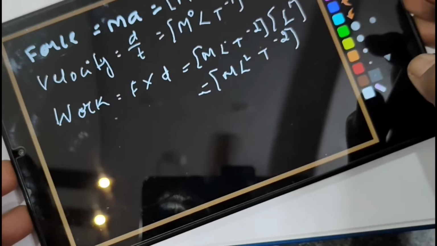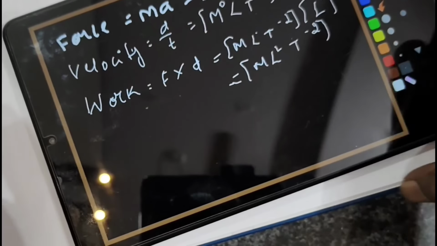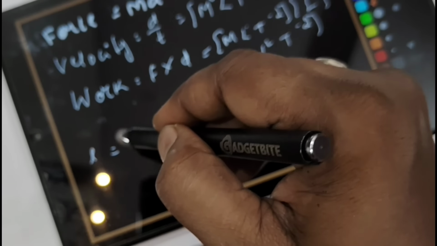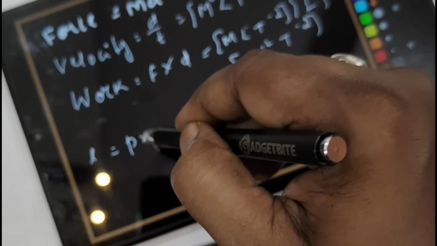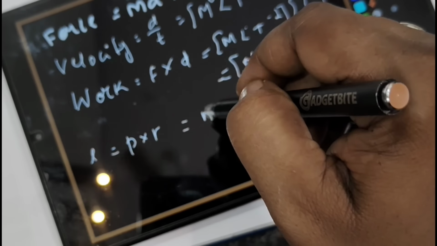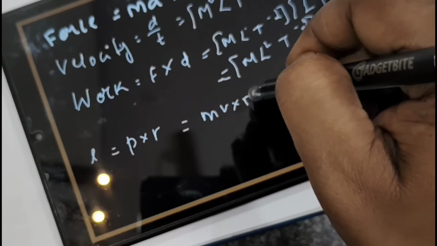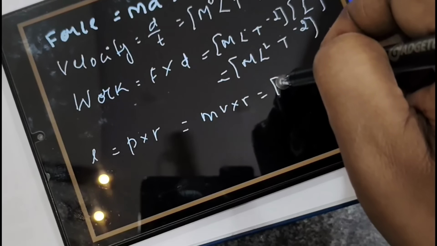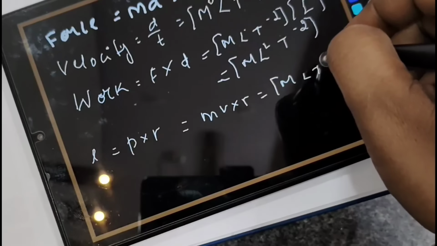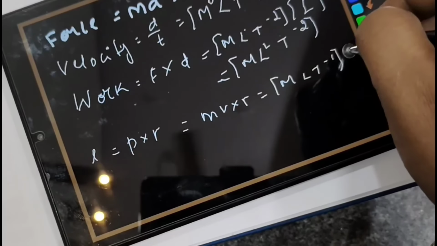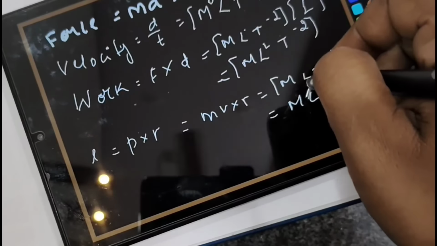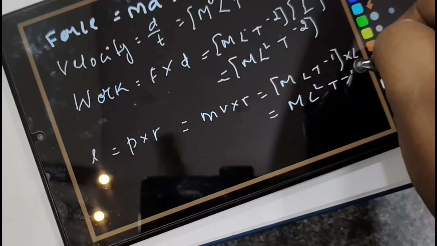Okay. Next we'll write angular momentum. So that is L is equal to P into R. So P is what? It is M into V into R. So M is capital M. For velocity it is L T raised to minus 1, into again L. So this is M L squared T raised to minus 1.